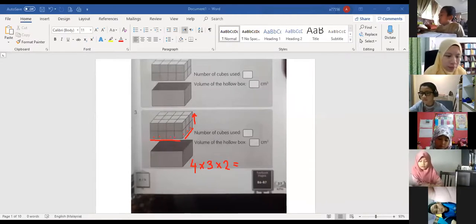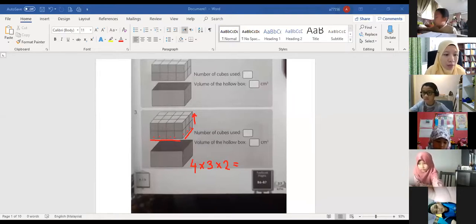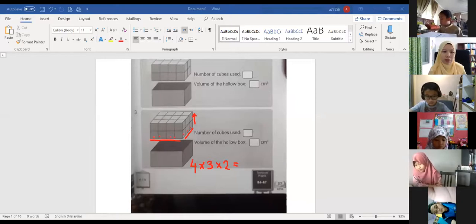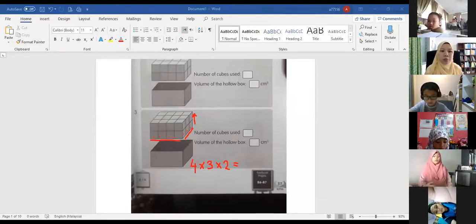Okay, good try. Okay, Aiman Naufal, Mutakif, Amsha, Rauda. Don't forget to put the unit. Okay, all of you give me the correct answer. Rauda, don't forget to put the unit. Tak boleh tulis jawapan je. You have to put the unit.